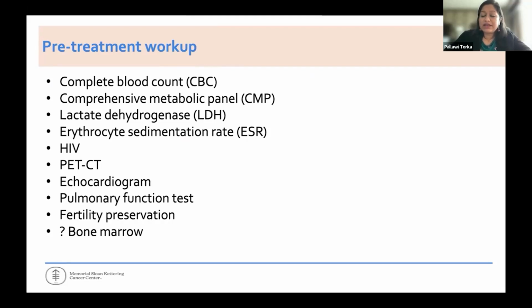Most of these patients are very young, so we always talk about fertility preservation. And that is something that I personally forget many times. And this is something that is very important to patients if you talk to them. And lastly, bone marrow biopsy. We used to do it a lot.